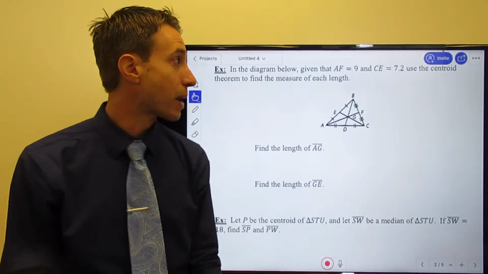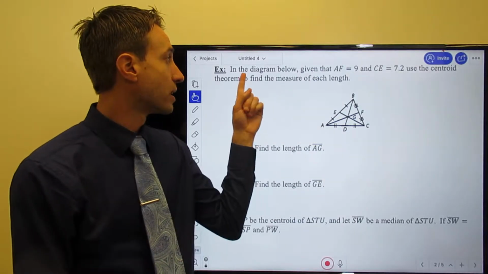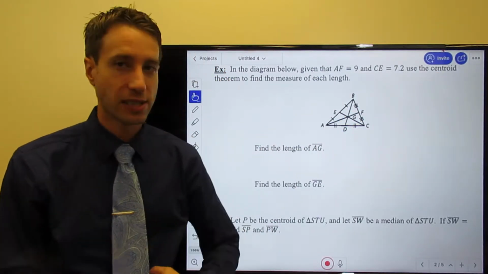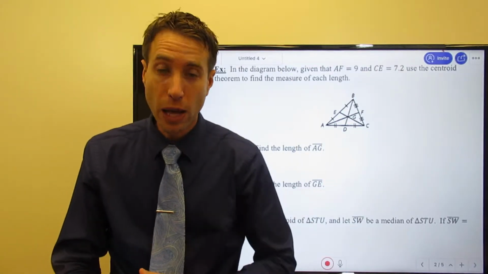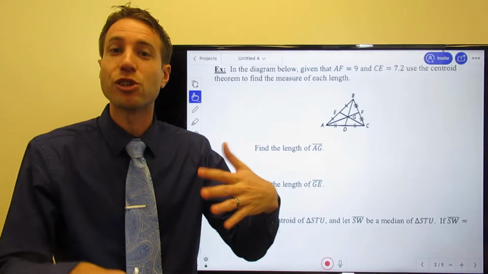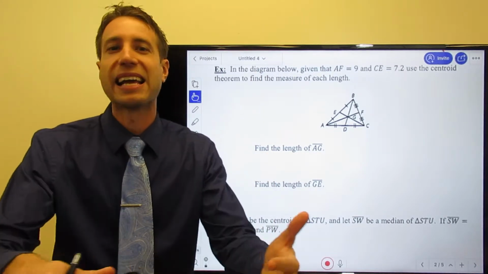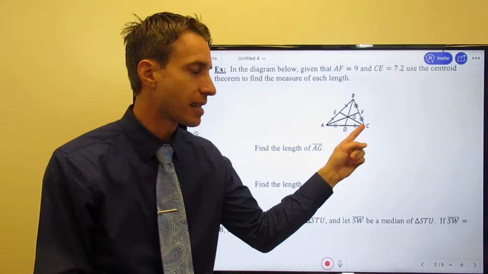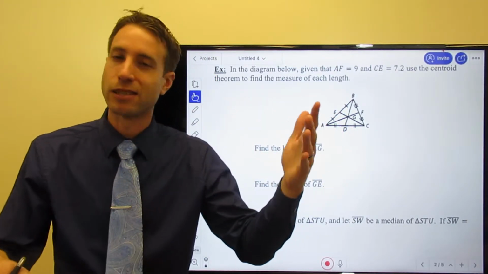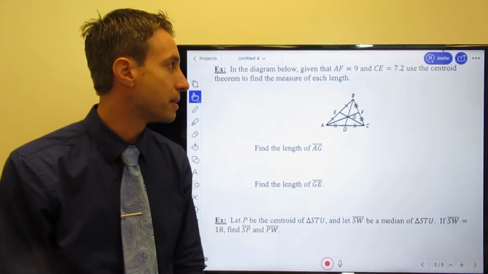Yes, you'll need to be able to recognize that because I don't necessarily tell you that they're medians. I do mention that you're looking for a centroid, which should be a clue that you've been given medians, but I don't say anything about being given medians here. You'll need to recognize, hey, these must be medians. They're extending from a vertex and splitting the opposite side into two congruent segments. It's got to be a median.